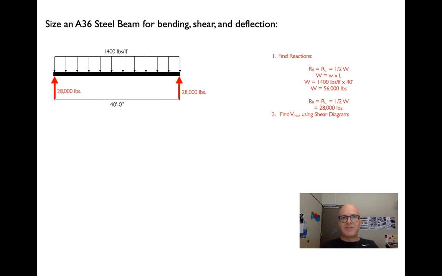The next step is to find the maximum shear in the beam. To do this, we'll use the shear diagram, although we can wing it at this point. We know what the shear diagram is going to look like.